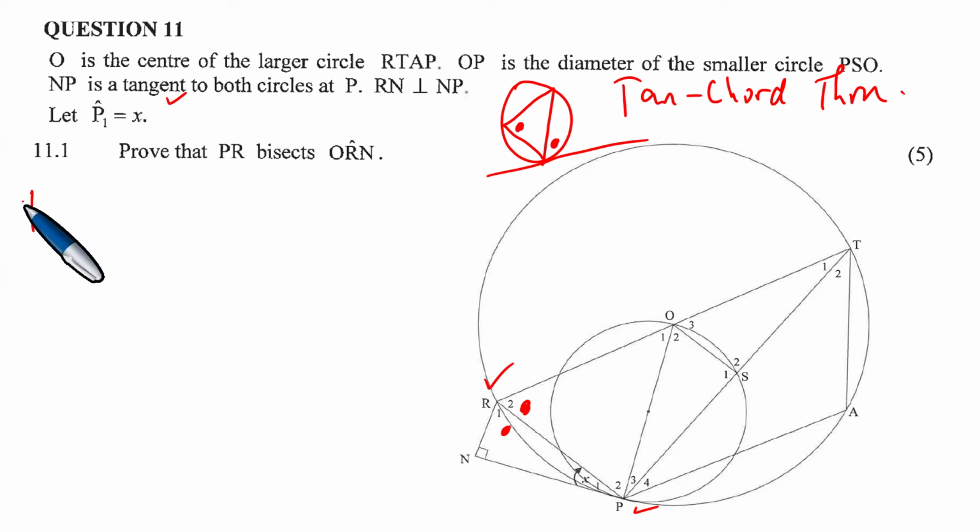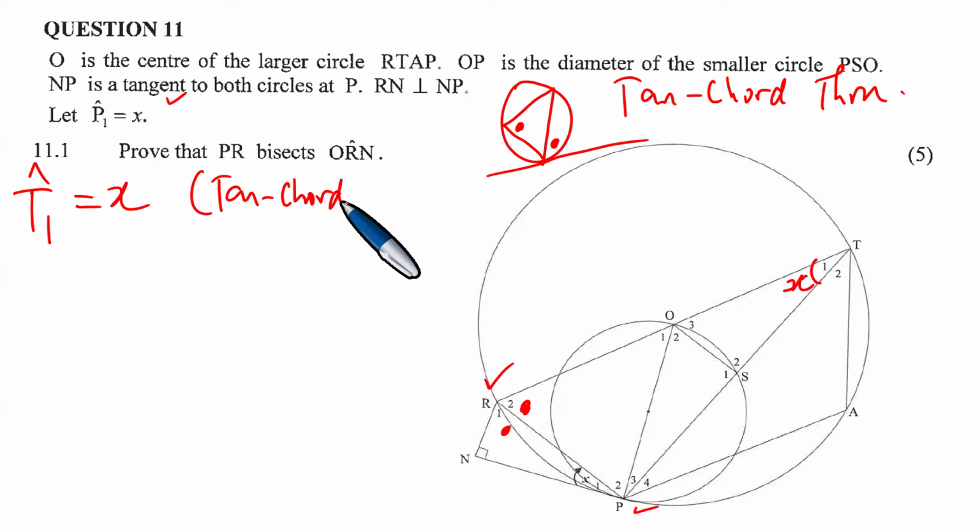So we start by saying angle T1 is equal to what? Angle T1 is equal to X. So angle T1 is X, by the tan chord theorem. So we're sure that this angle here is equal to this angle there, because we have this kind of a triangle. And then we are most certainly in business.